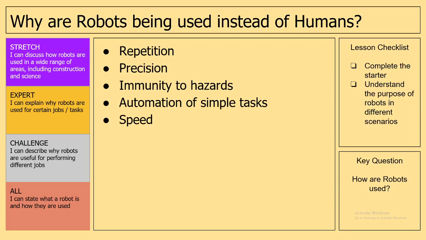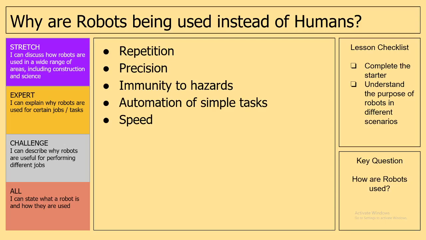Immunity to hazards. Humans are breakable, unfortunately, but robots can be designed to work in extreme heat or extreme cold. So if you think about the Voyager spacecraft, which are currently outside of the solar system, they are robots. They are working in freezing conditions consistently. They've been working there since the 1970s.